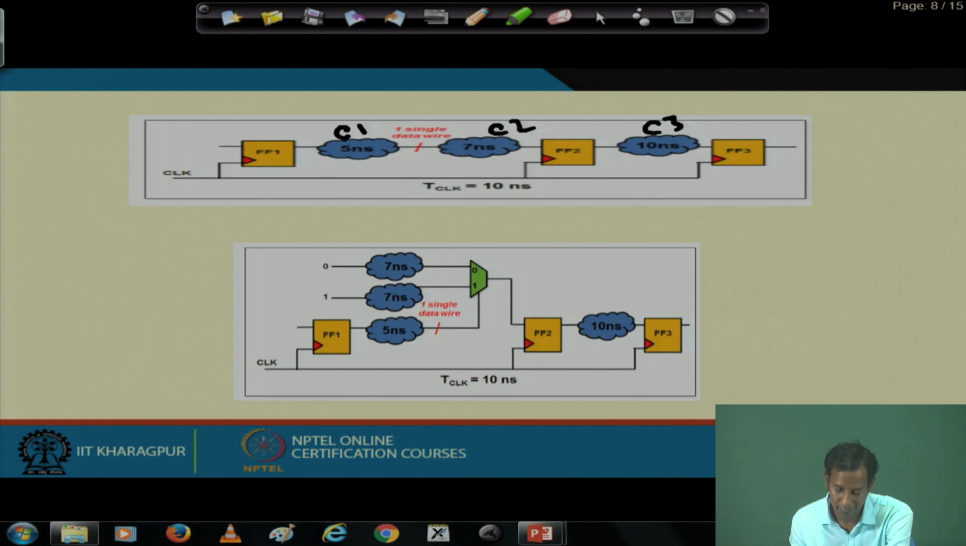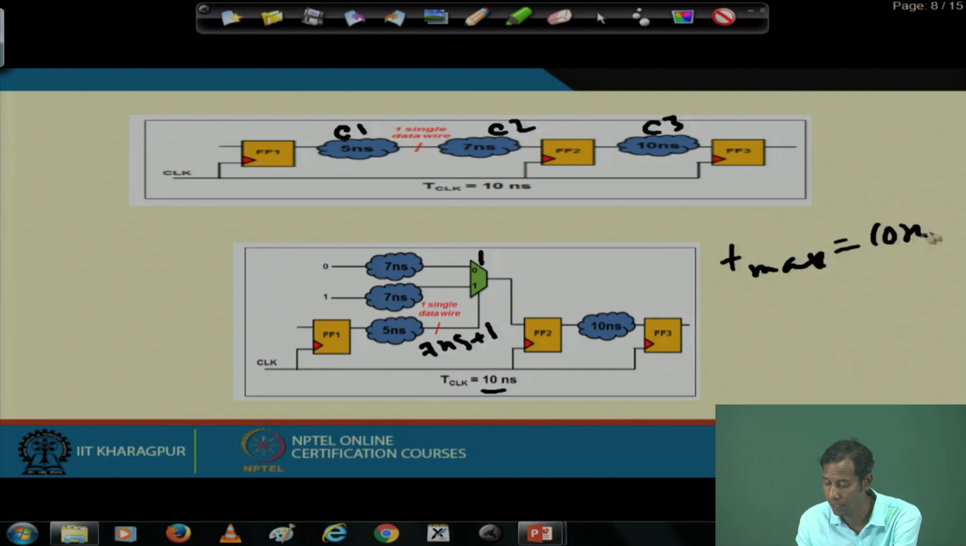Okay. So, now as I am running these 3 in parallel, the maximum delay will be 7 nanoseconds, plus 1 nanosecond of the multiplexer delay, which is again less than 10 nanoseconds. So, in this particular case T max will be 10 nanoseconds, and now I can very easily achieve the cycle time of 10 nanoseconds.